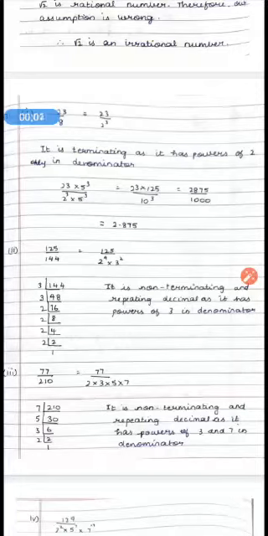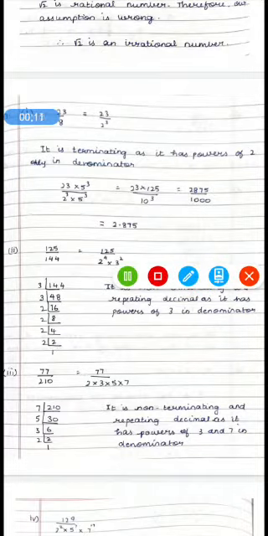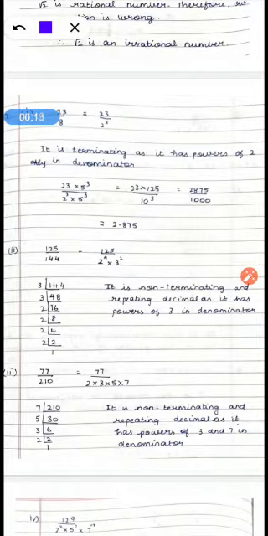Question 7th one. Without actually performing the long division, we have to check whether the following rational numbers have a terminating decimal expansion or a non-terminating repeating expansion. First one, 23 divided by 8.